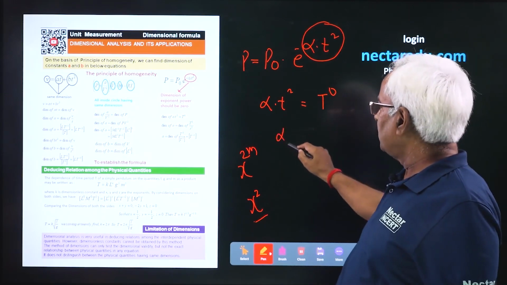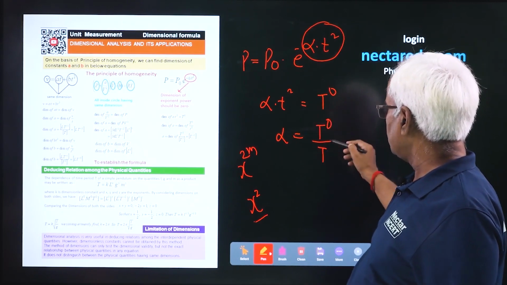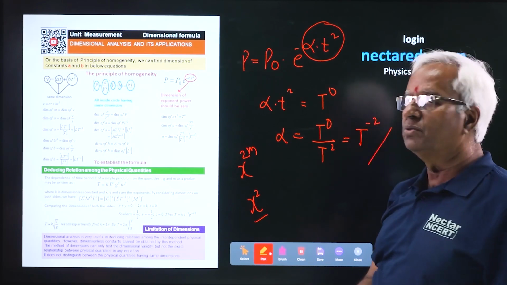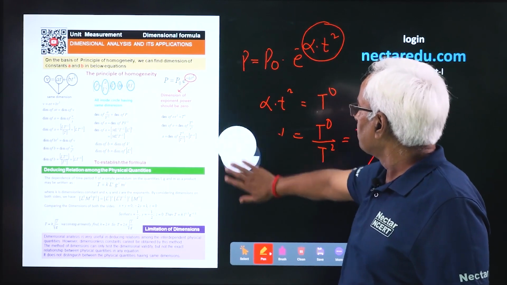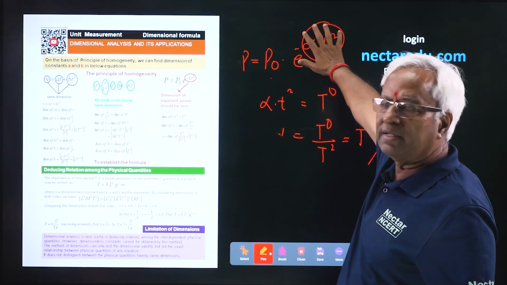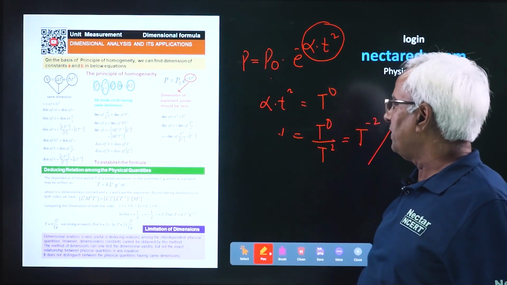So, to find the dimension of alpha, it's going to be T0 upon this t square. It becomes T to the power minus 2 for alpha. And suppose you want to find the dimension of P naught: because this whole thing would be a simple numerical value only, P naught will have the dimension of P.